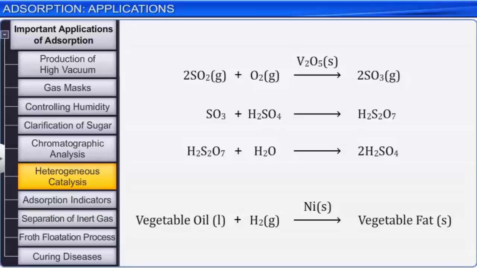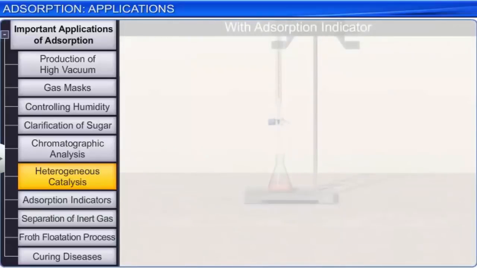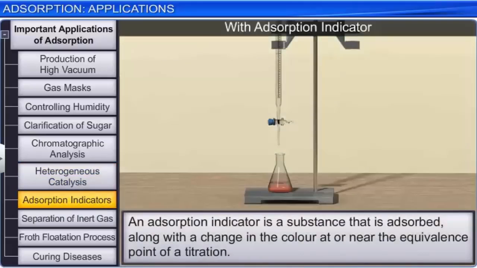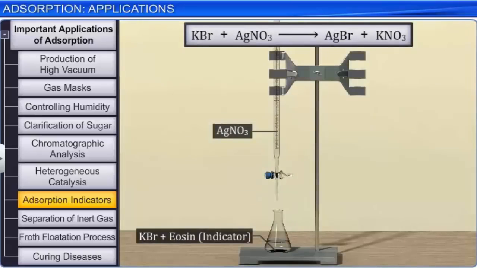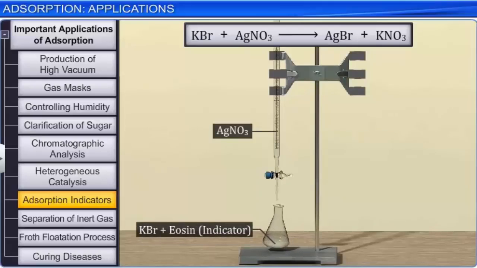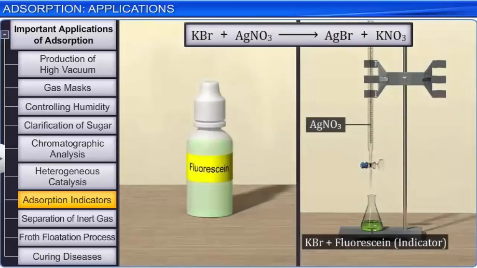An important application of adsorption in the laboratory is an adsorption indicator. An adsorption indicator is a substance that is adsorbed along with a change in the color at or near the equivalence point of a titration. This finds use in precipitation titrations. For example, potassium bromide is easily titrated with silver nitrate using eosin as an indicator. Fluorescein is another dye that is used as an adsorption indicator.